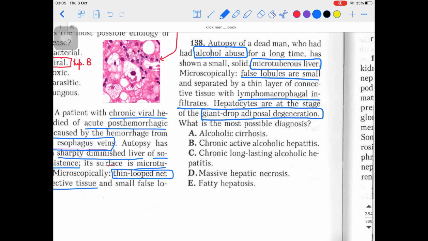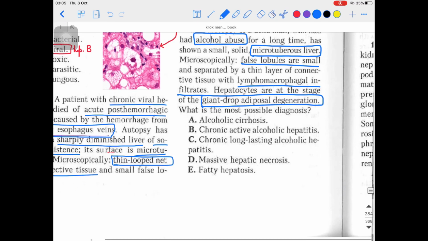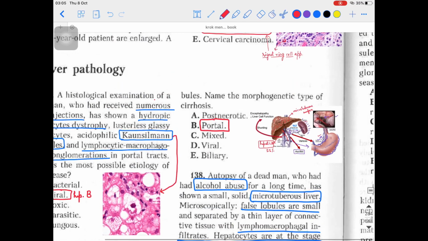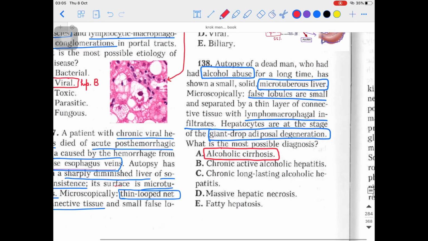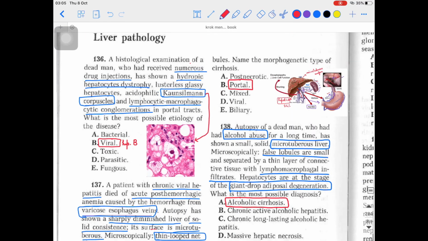Why are we calling that alcoholic cirrhosis? Because of the history of alcohol, right? So alcoholic cirrhosis will be the answer. We have already talked about many things about liver cirrhosis and portal hypertension, so you already know about this. Let's move further without wasting any more time.